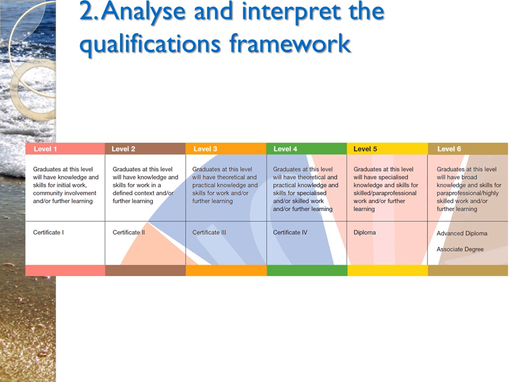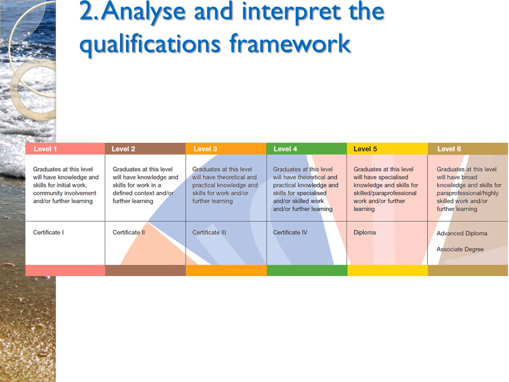Now before you can decide on what level is going to suit your client, you need to understand a little bit about each level. So what we have here, this little grid shows level 1 or certificate 1. There's a summary describing what that level's about. And in this instance, graduates at this level will have knowledge and skills for initial work, community involvement, and or further learning.